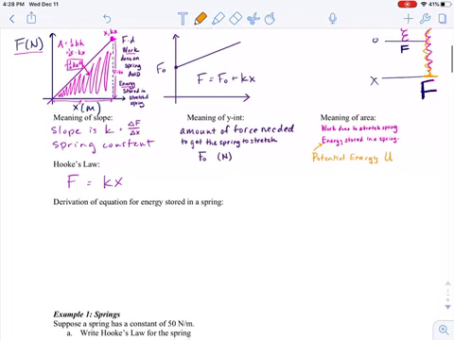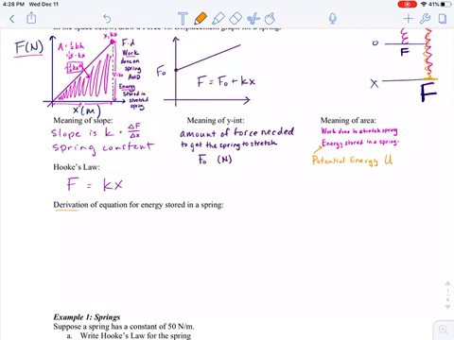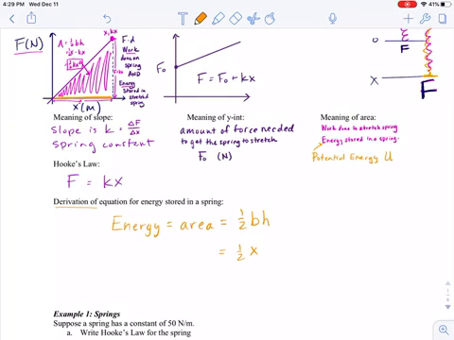Okay, and then the next thing we've got here is derivation of the equation of energy stored in a spring. Well, we did that up above. The energy stored is equal to the area of a triangle, 1/2 base times height. Again, the base of our triangle is x. The height of our triangle is kx. And when we simplify that, we get 1/2 kx squared. So I can write that potential energy stored in a spring is equal to 1/2 kx squared.